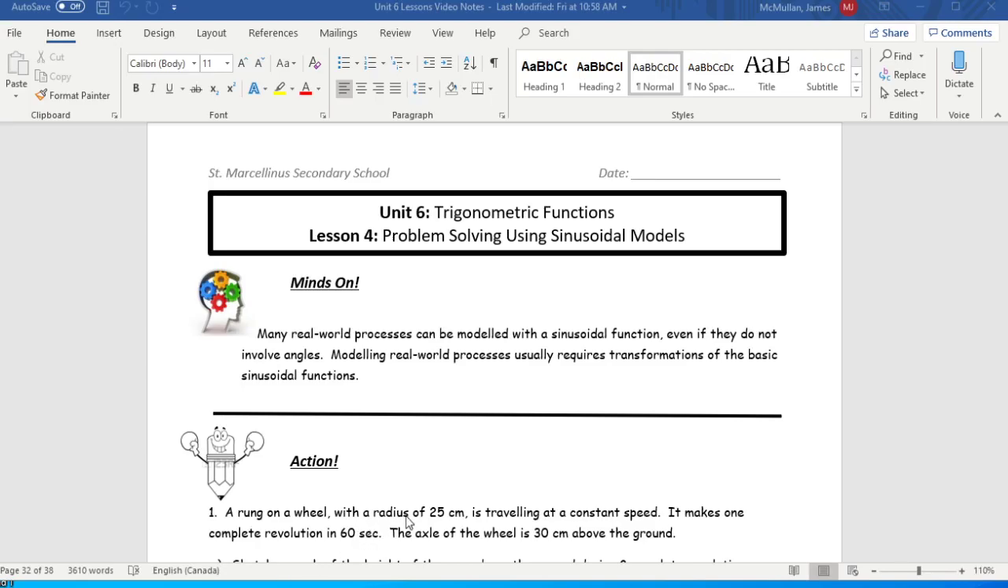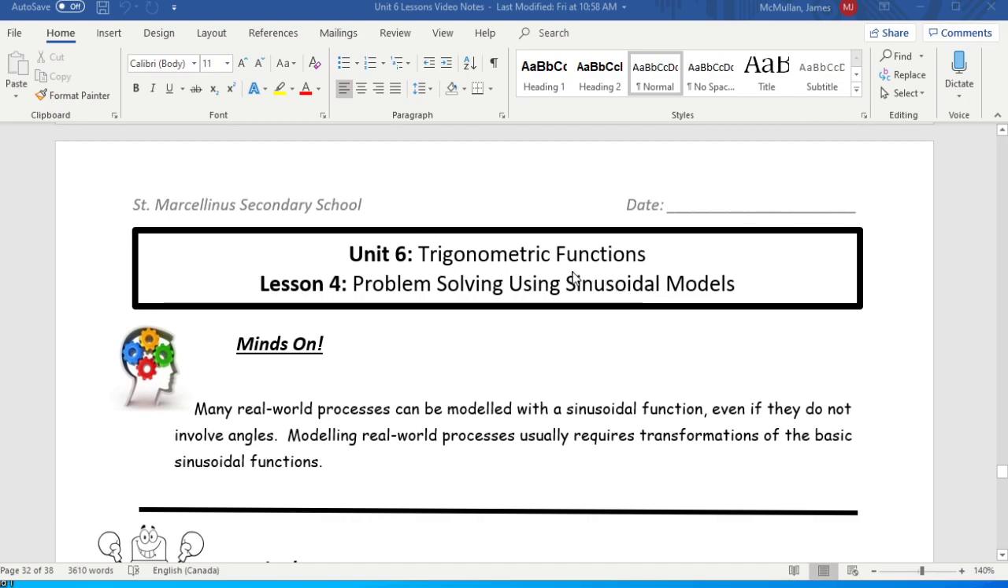The final lesson for this unit, and I think by far the most interesting, is the one where we try to take these models. When we ask ourselves what type of situation a sinusoidal model represents, sinusoidal models are very good for any sort of behavior that repeats.